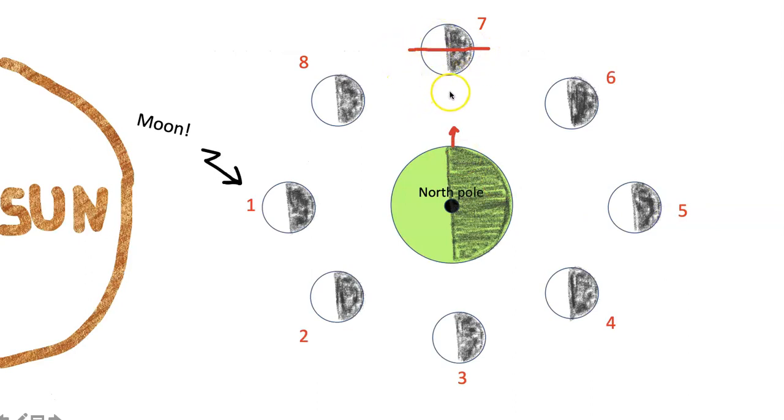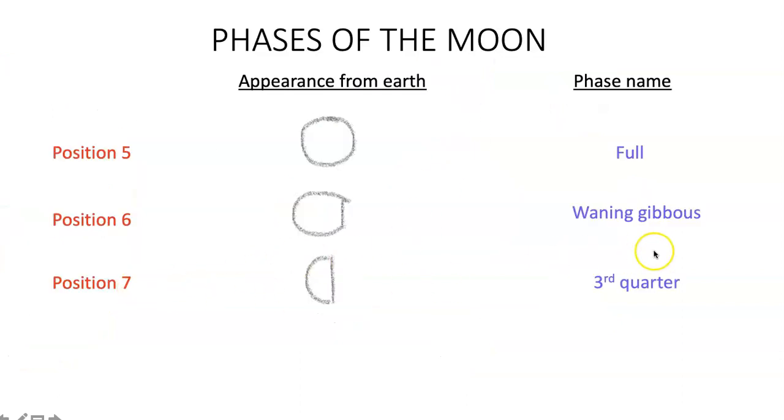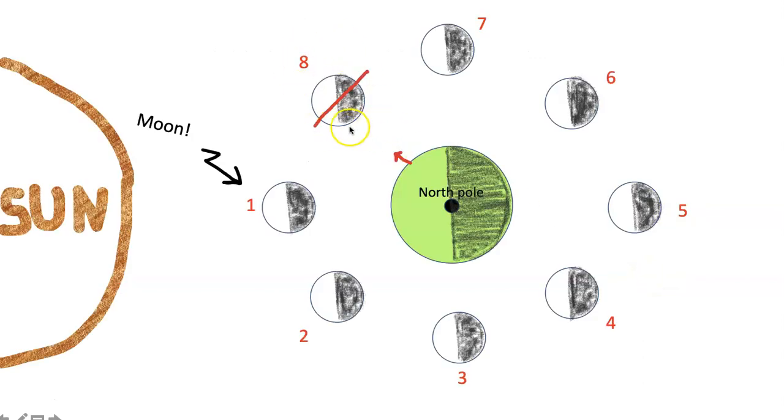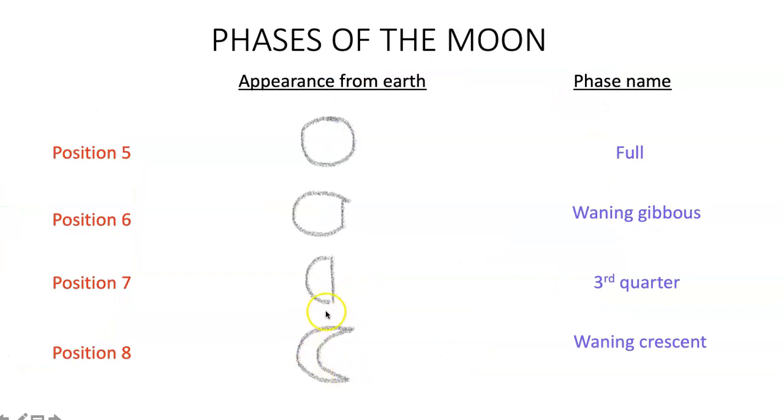Phase 7 is illuminated half on the left and dark half on the right. That would be our third quarter or last quarter moon. And finally, phase 8 is a crescent on the left side. And that's the waning crescent. So all of these different phases that you've seen while you were doing your observations are a matter of the position of your view, your perspective from Earth.